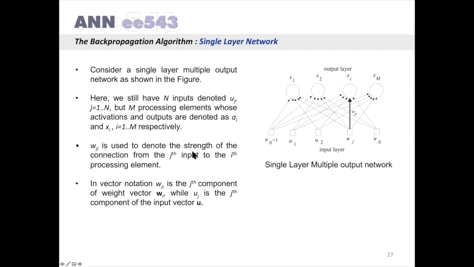Wji is used to denote the strength of the connection from the jth input to the ith processing element. So Wji is the connection weight between input uj and neuron xi. In vector notation, Wji is the jth component of the vector wi. Here we have vector wi, the connection weight vector of unit i, and the jth component is this one. While uj is the jth component of the input vector u.